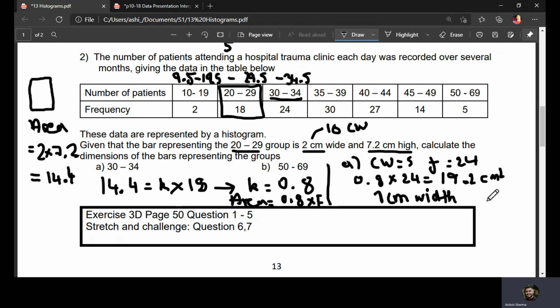And if you're going to have 1 centimeter of width and you need to construct a bar with that area of 19.2 centimeters squared, then it's got to be 19.2 centimeters high.